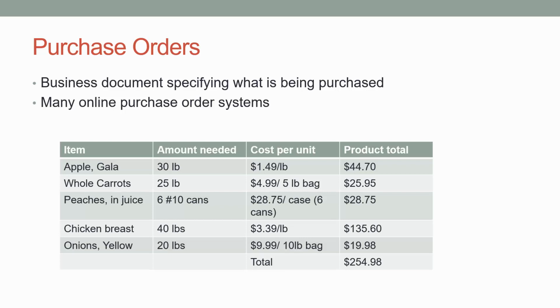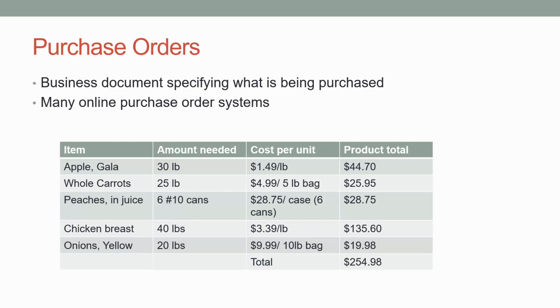So if I needed 30 pounds of Gala apples and they're $1.49 a pound, it's going to be about $44.70. And this is kind of what I would like you to do for your assignment. Whole carrots, they're 25 pounds. Well, they're sold to me in 5-pound bags. So it's going to cost me $4.99 per 5-pound bag, and I need 5 5-pound bags, and so my cost is going to be $25.95.